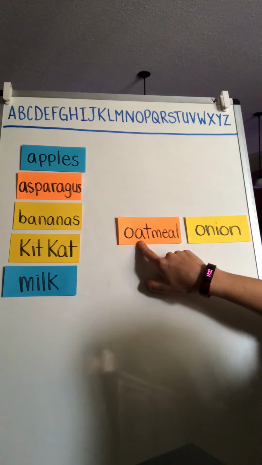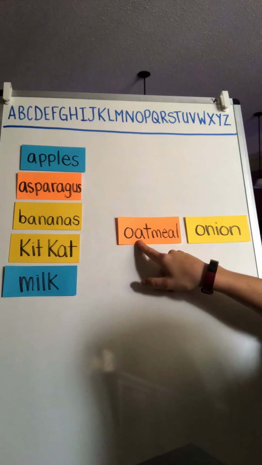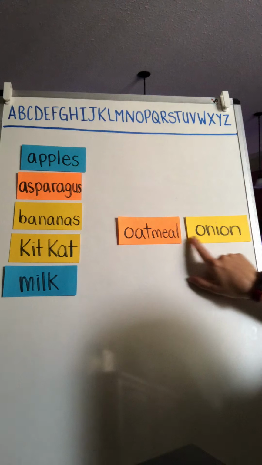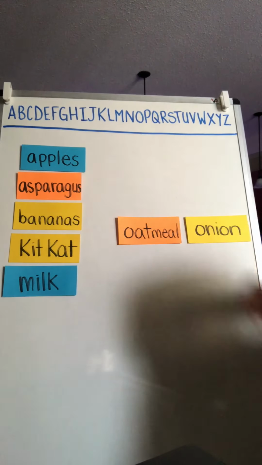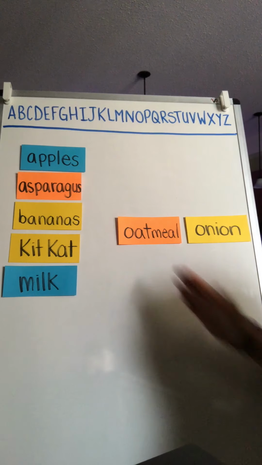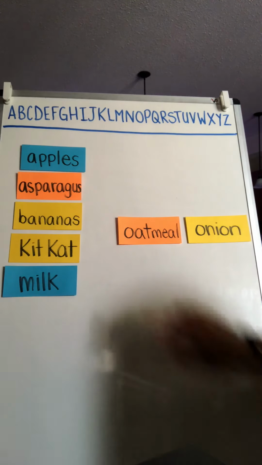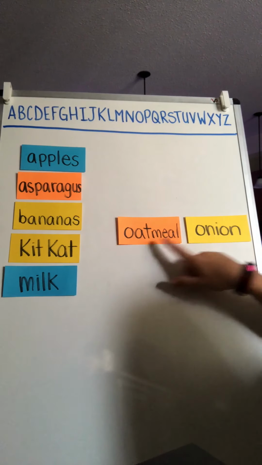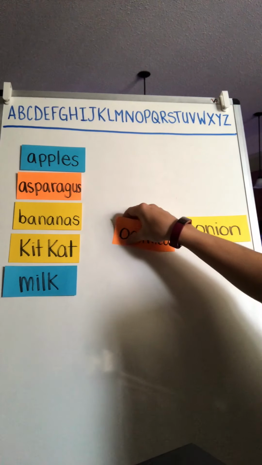So in oatmeal, the second letter is an A, okay, which we know is at the very start of the alphabet. Onion, the second letter is N, which is much further down the alphabet. So who will come first? It'll be my oatmeal, because oatmeal starts with an O, but the second letter is an A, which means it goes before my onion.